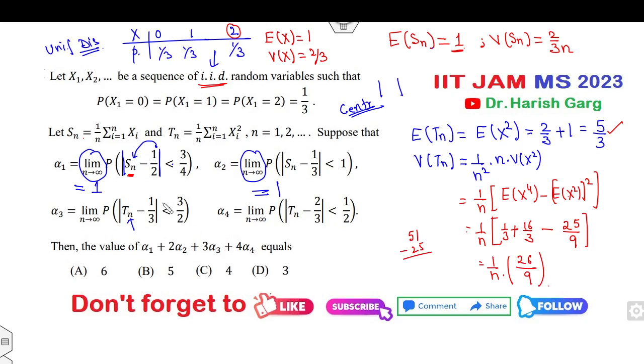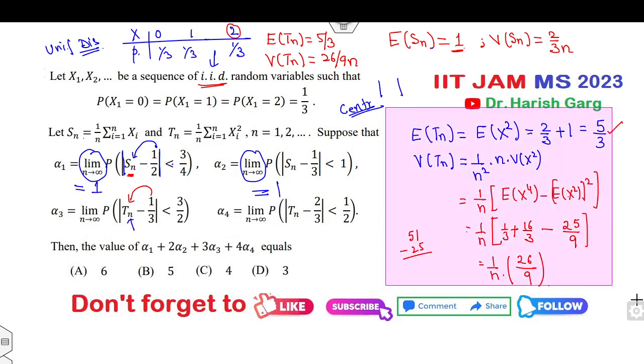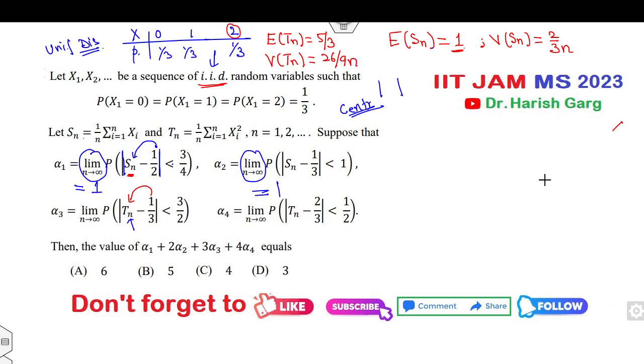Fine. Again, you can see the mean of the Tn is not 1 by 3. So I can write this case as E of Tn is 5 over 3. Variance of Tn is 26 over 9n. Now again, we can't apply the Chebyshev inequality.